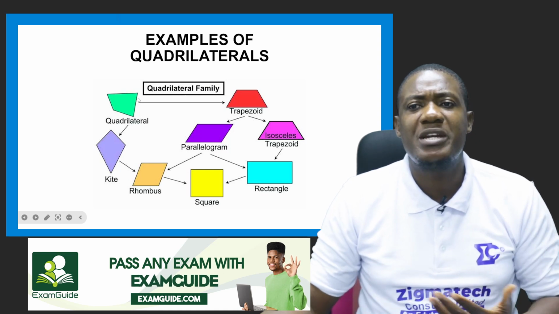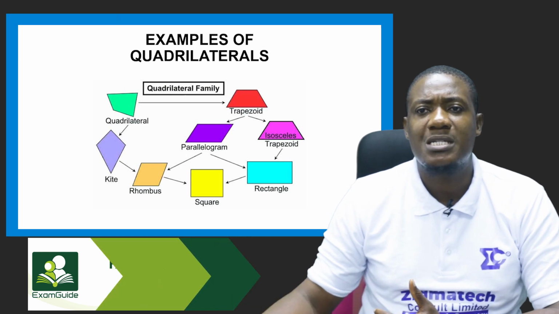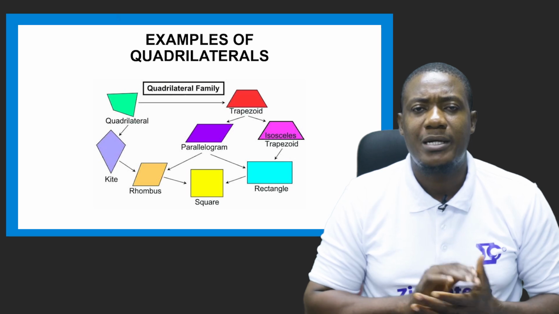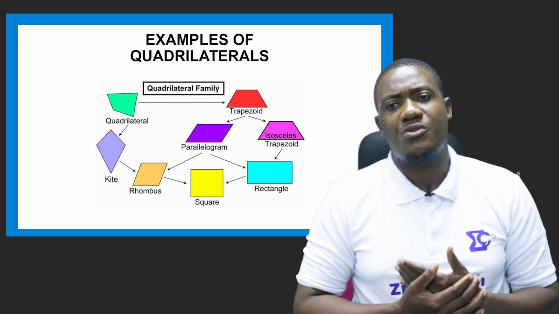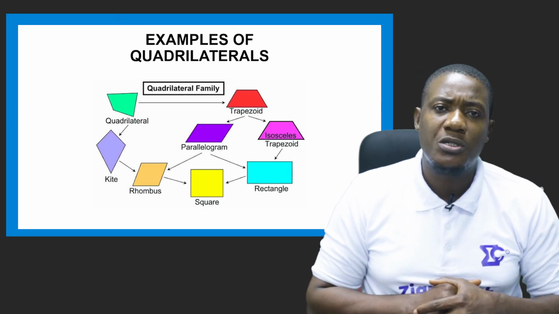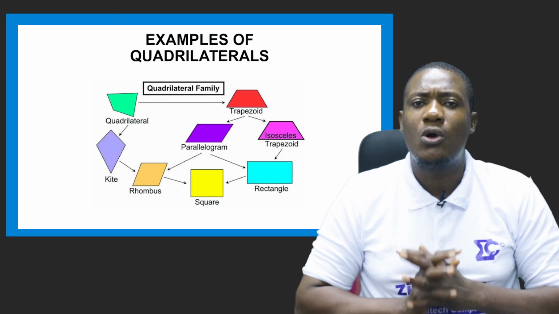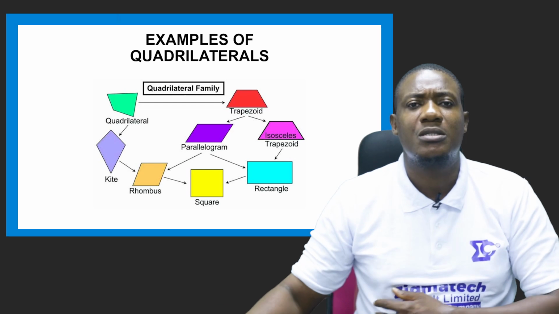Okay, so we have different examples of quadrilaterals. Quadrilaterals can exist as a kite, a rectangle, a square, a trapezium, a rhombus, a parallelogram. They are all examples of quadrilaterals.